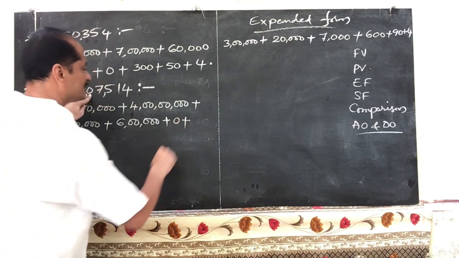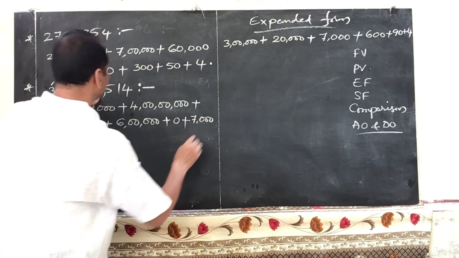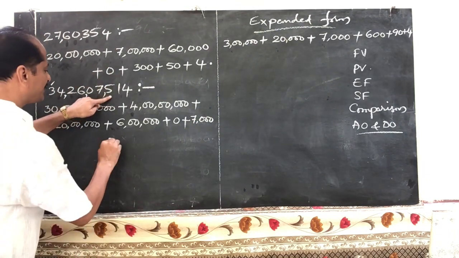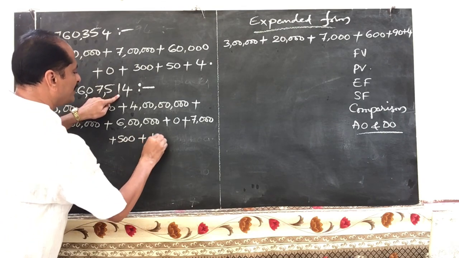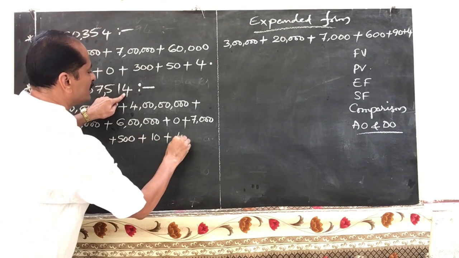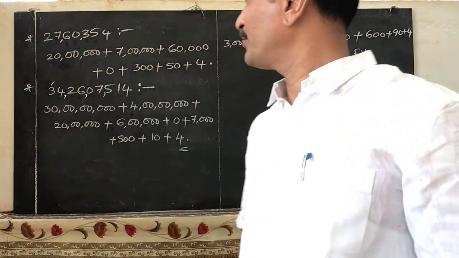Just now we said, place value of 0 is 0. Next, 7 is in which place? Thousands place. So 7 into 1,000, 7,000. Plus 5 into 100, 500. Plus 1 into 10, 10. Plus 4 into 1, 4. So this is the expanded form in Indian system of numeration.